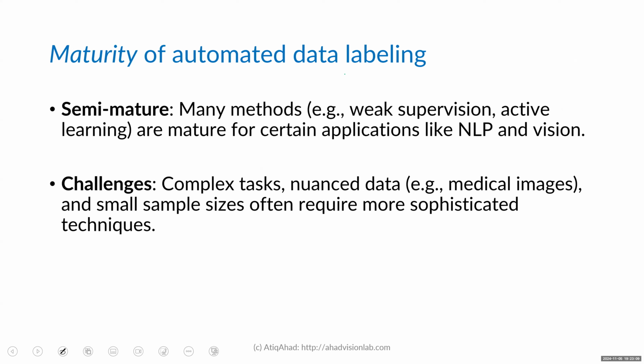Now, what about the maturity of automated data labeling? Definitely, we understand that it started only a few years ago and it's not mature yet. It will take much more time. It needs more effort from good scientists and thinkers to develop new methods like weak supervision, active learning, or self-learning concepts, and so on, so that we can use them for different applications. But it's not easy, especially for complex tasks, or nuanced data like medical images, MRI, CT scans, and others, or small sample sizes. Then what to do?